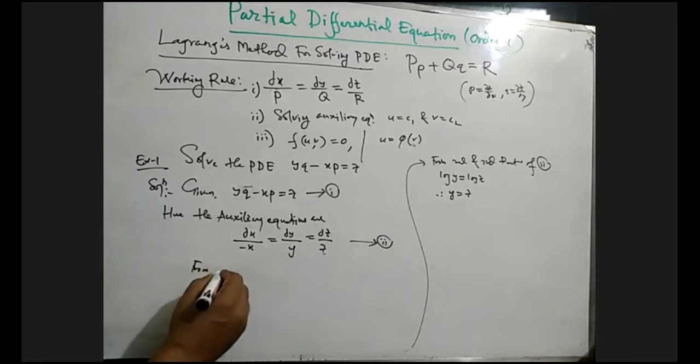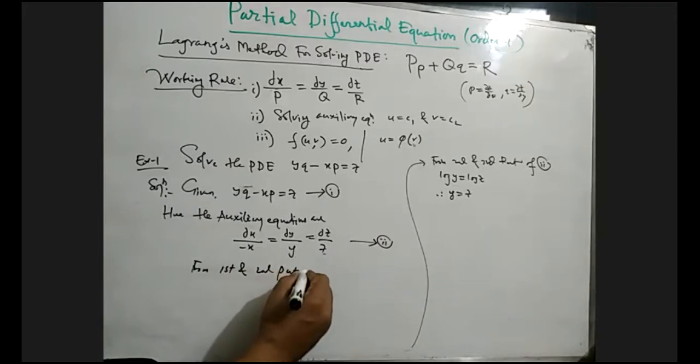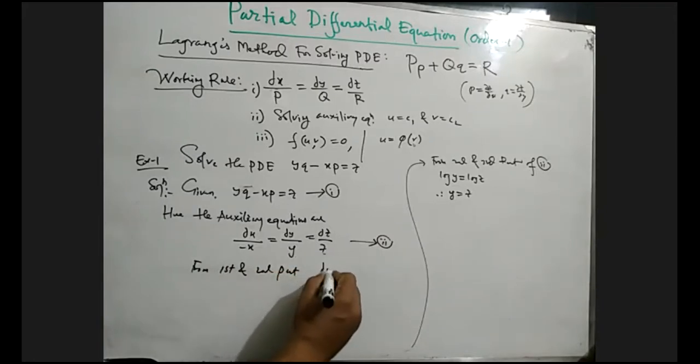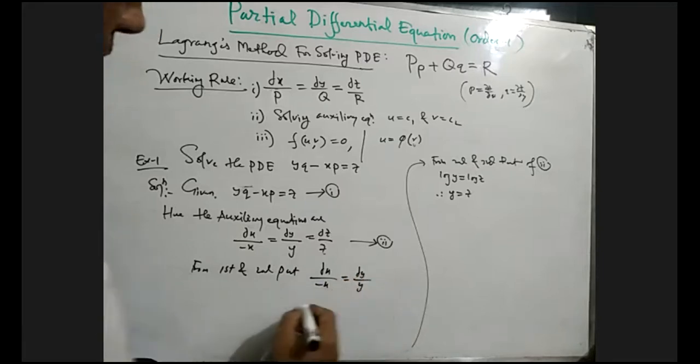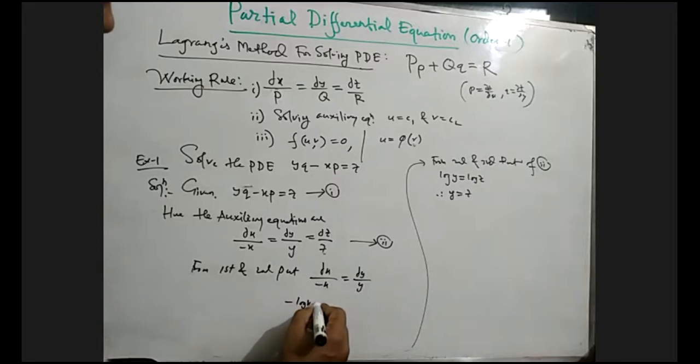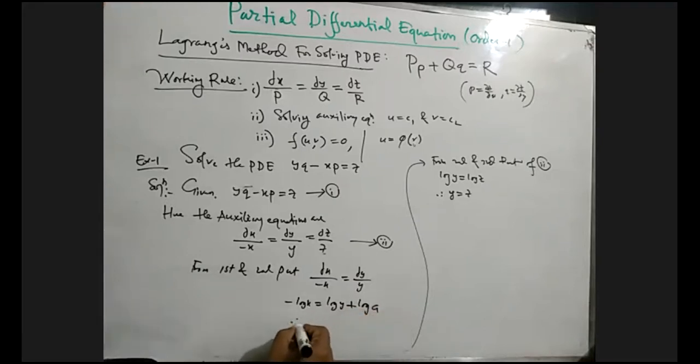From first and second part, okay? We get dx divided by minus x equals to dy divided by y. Now integrating on both sides, minus log x equals to log y equals to log a. Okay. So removing log, log a y.